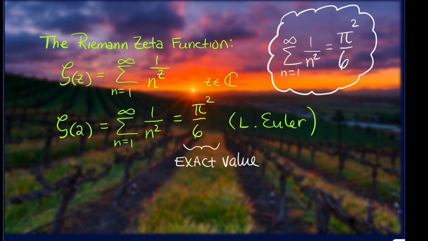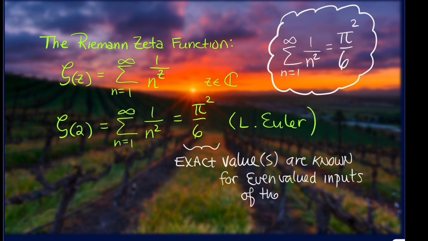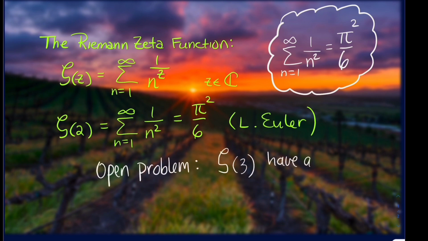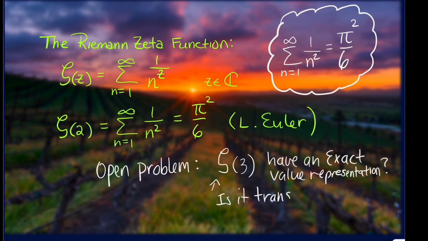This is what we would consider an exact value in terms of pi. The exact values for all the even inputs of the zeta function are actually known and can be computed in a similar fashion. As an open problem, however, it's all the odd inputs of the zeta function that, although they converge to values, we do not know if they have exact value representations. Zeta 3 is irrational, but it is not known if it is transcendental. Maybe you can figure it out.